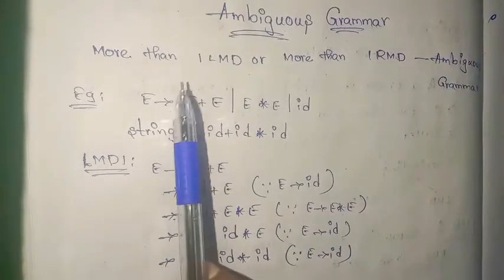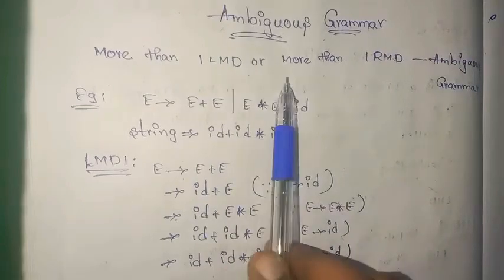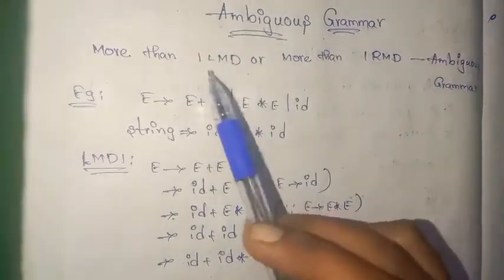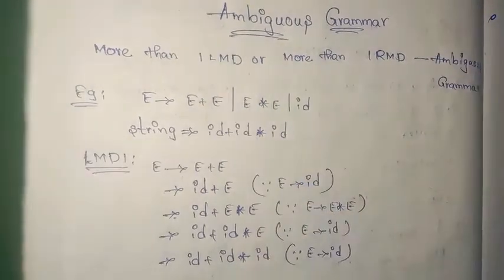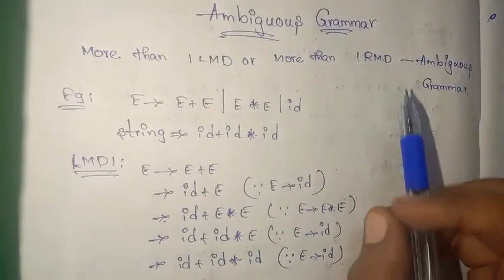A grammar which has more than one LMD or more than one RMD is called an ambiguous grammar. Here, LMD means leftmost derivation and RMD means rightmost derivation.